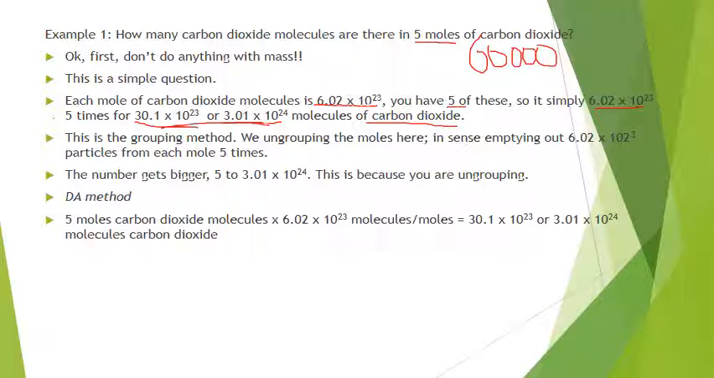Okay, then you notice the number gets bigger. It goes from 5 to this number here. Okay, dimensional analysis: you set it up, you have 5 carbon dioxide molecules times the conversion factor, and same thing. So that's a simple problem.